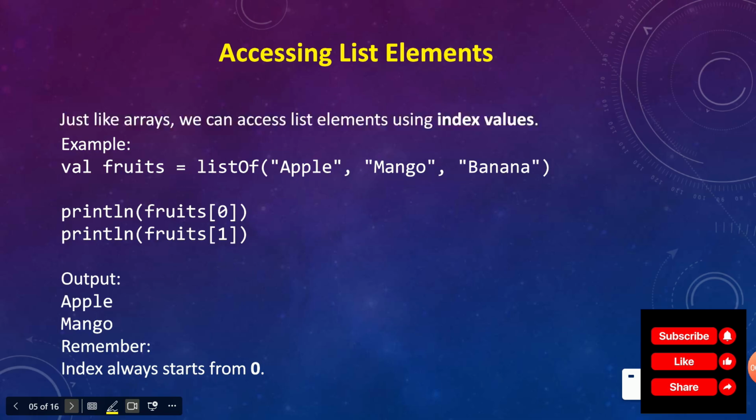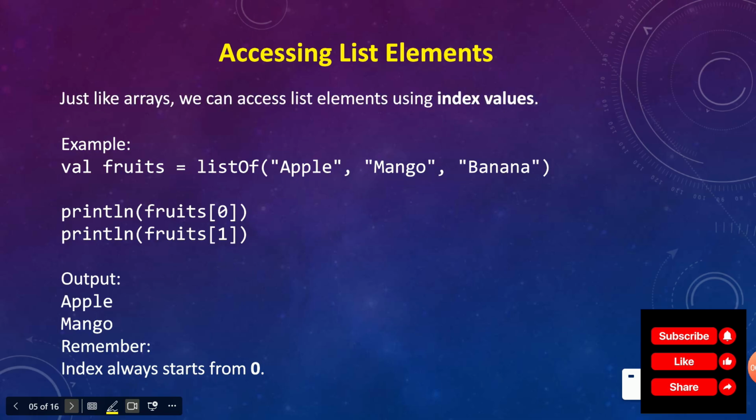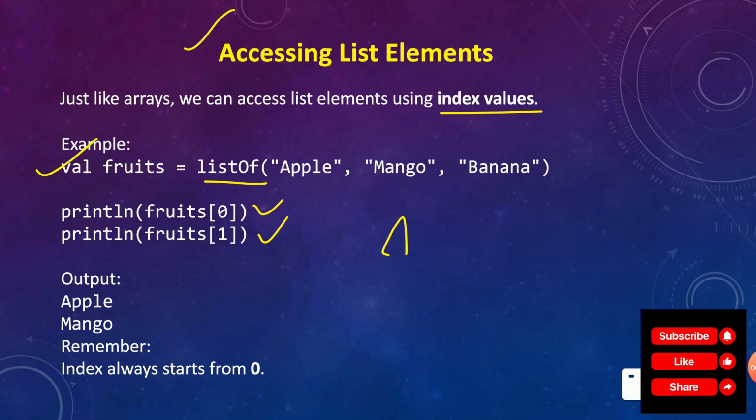So how can we access the elements? Just like an array, we can access list elements by using the index value. In Kotlin, arrays, lists and maps, this type of data we can access by using the index. In this example, you can see the list of apple, mango and banana. We can access these elements with the index like 0, 1. You can see in the output window apple and mango will be printed. Remember that the index always starts from 0.